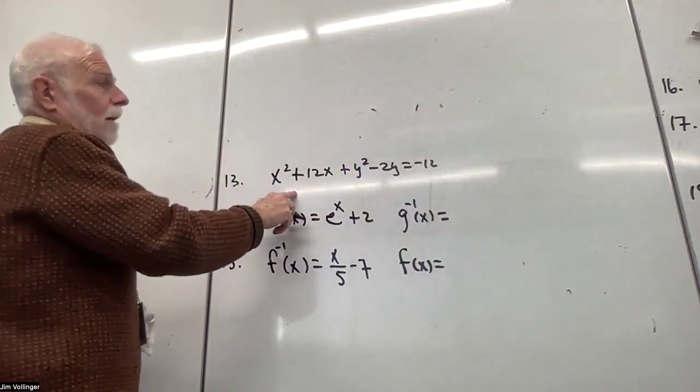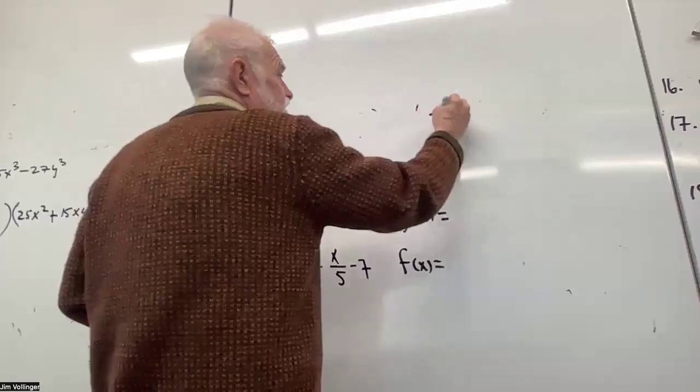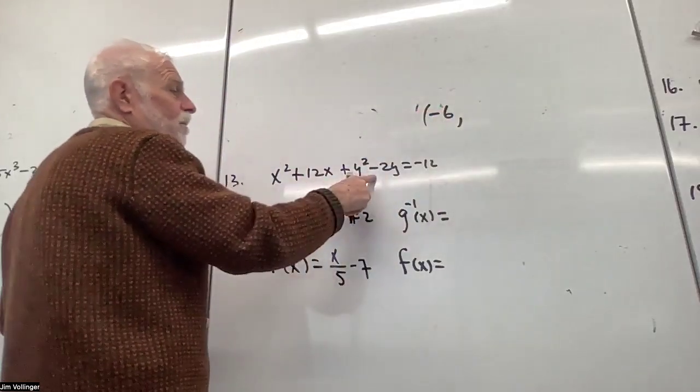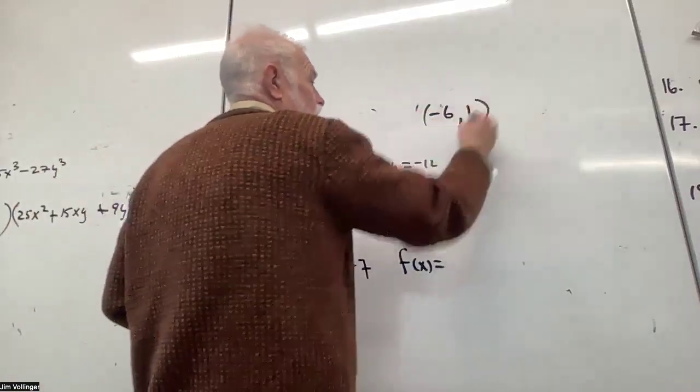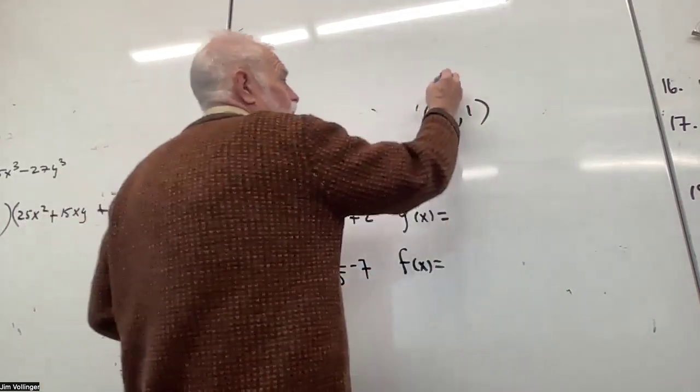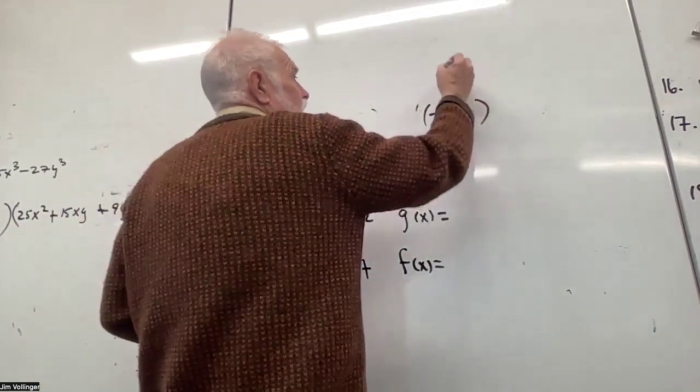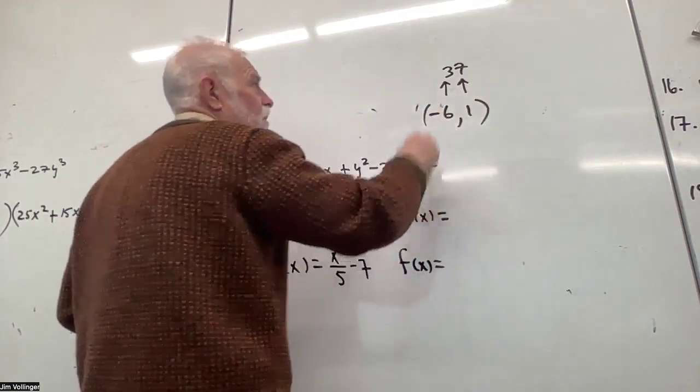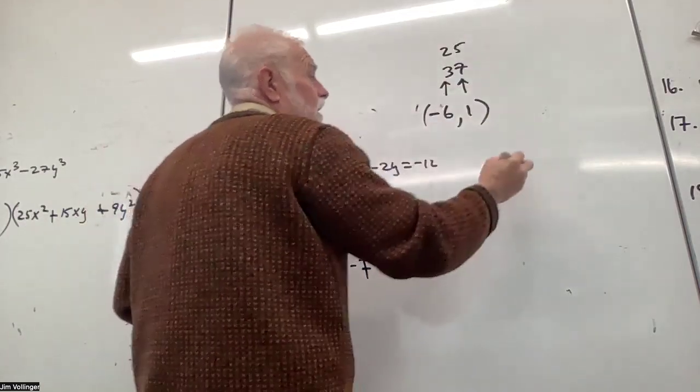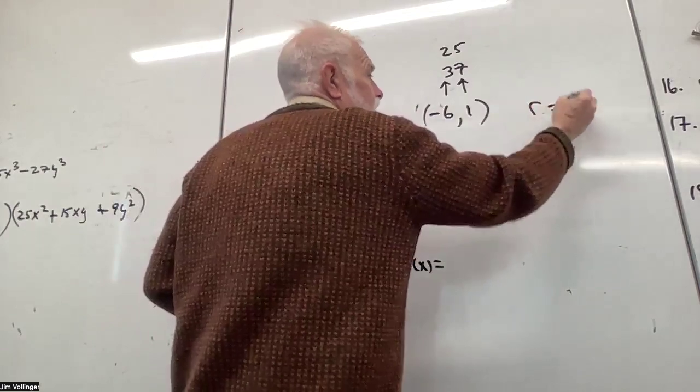All right, so I'm hoping you can get to the point where you see minus 6 coming out of this. I hope you get to the point where you see positive 1 coming out of that. I hope you get to the point where you square these and add them up and you get 37. And if you take away 12, you're at 25. And therefore, you know your radius is 5.